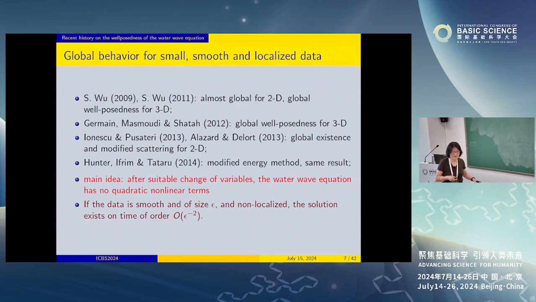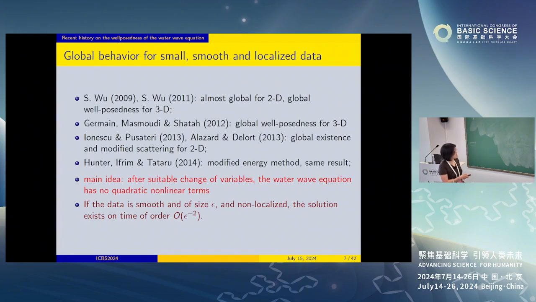So this means that there's really not much going on at spatial infinity. Okay. And the main idea is that in these two works, we show that for 2D, you can solve for almost global in time. In other words, if data is of size epsilon, you can solve for time e to the 1 over epsilon.